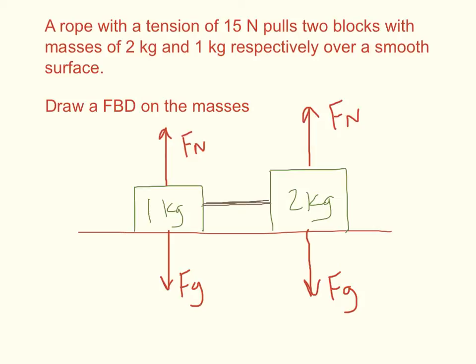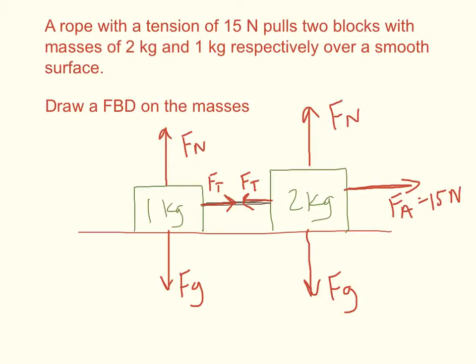Now, because they are attached by a rope, there's actually tension in the rope between the two. The rope is pulling the 1 kilogram mass to the right, so we'll call this Ft. And the 2 kilogram mass is being held back by the rope, so there's a tension in the rope going backwards from the 2 kilogram mass. We also have an applied force of 15 newtons that acts on the 2 kilogram block. We can call this Fa, and we know that this is equal to 15 newtons.